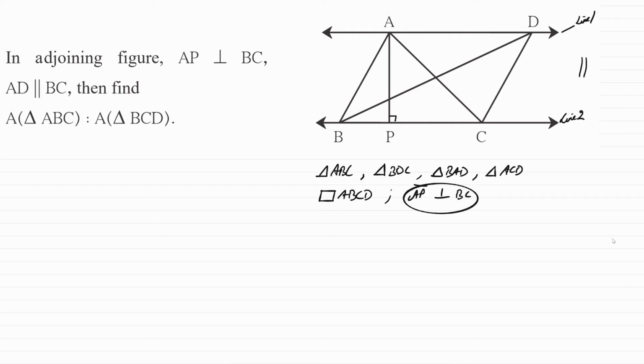Then it is telling me, find area of triangle ABC, which is this triangle, and area of triangle BCD. I have written it as BDC, but it can be BCD also. So that means I should not consider this triangle for the time being. And of course, there is a quadrilateral. It may or may not come into use. So this is the data which I have right now. Now, using this data, I will go ahead and try to solve this problem.